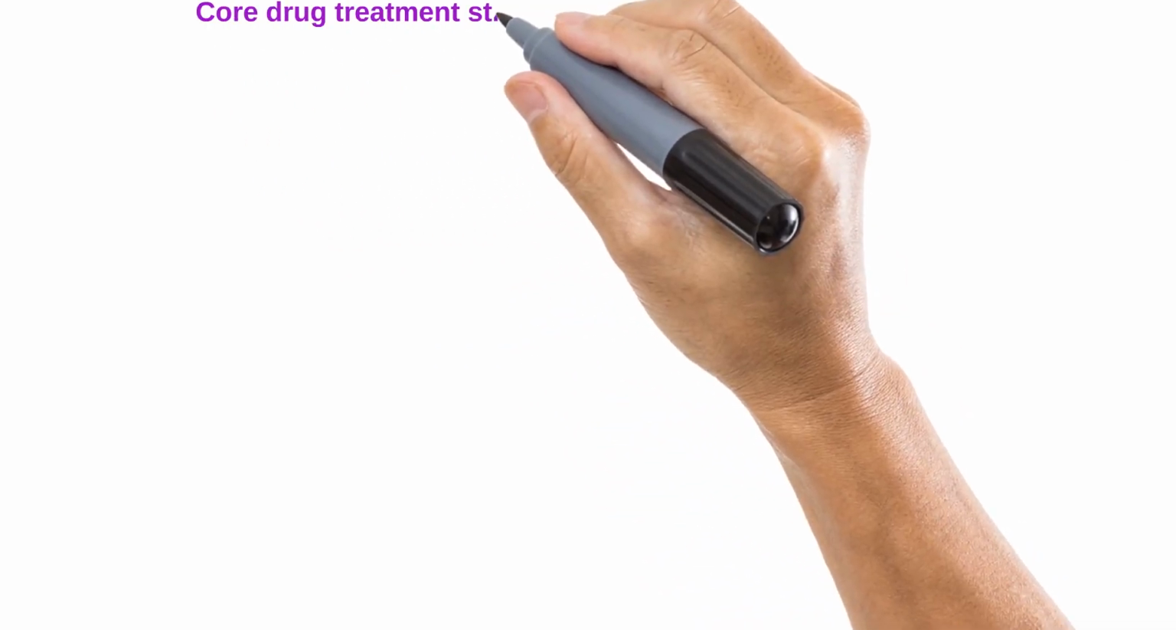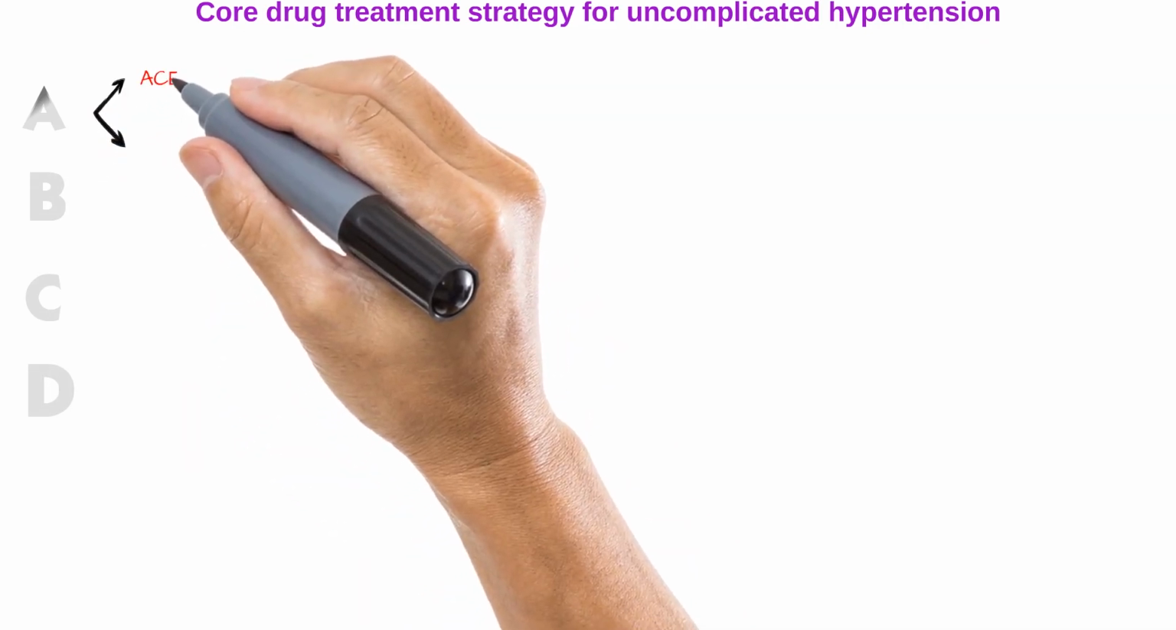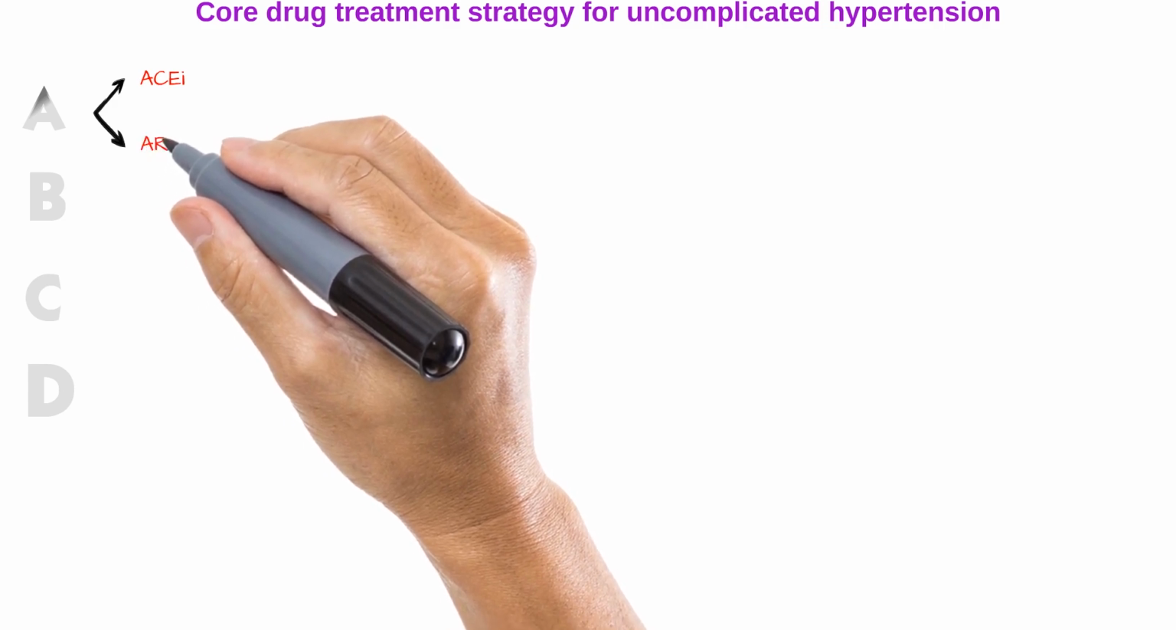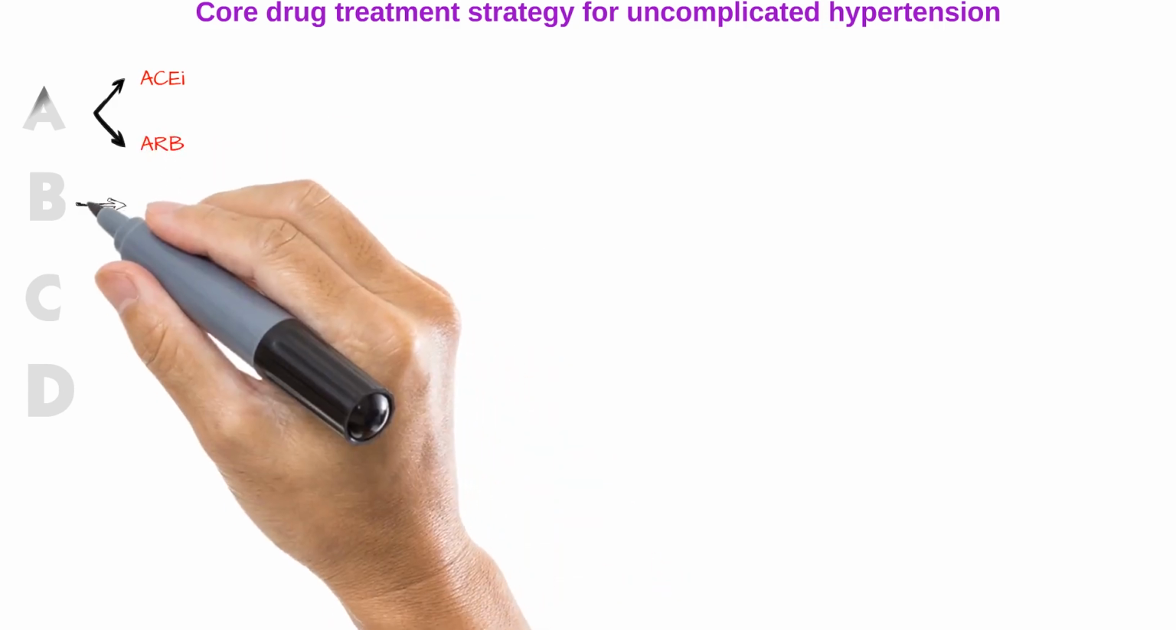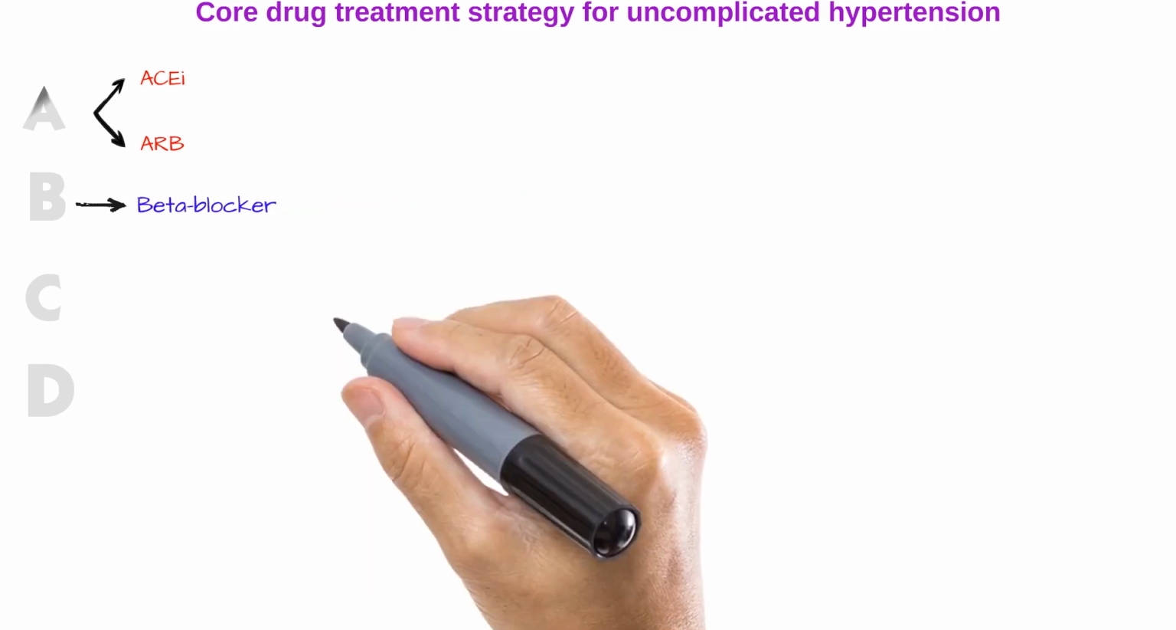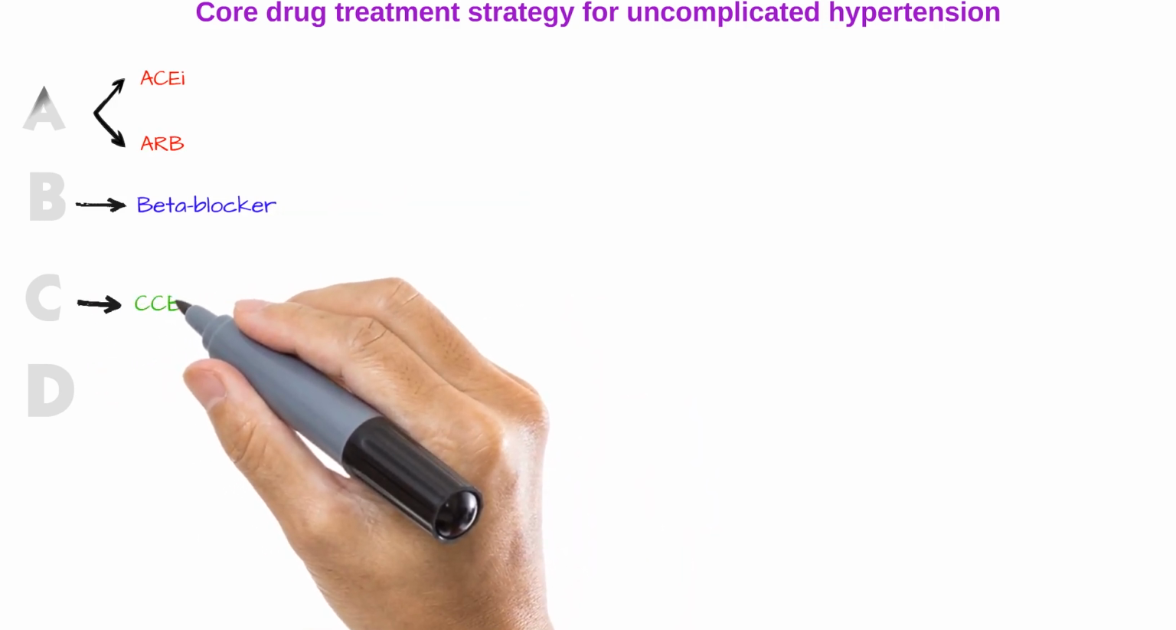Core drug treatment strategy for uncomplicated hypertension. First of all, memorize these letters: A, B, C, D. A is ACE inhibitors and angiotensin II receptor blockers. B is beta blockers, C is calcium channel blocker, and D is diuretics.